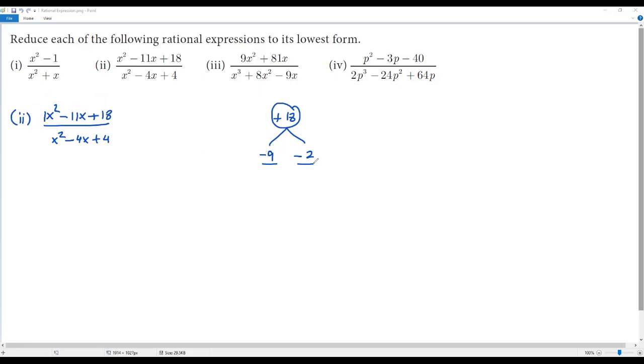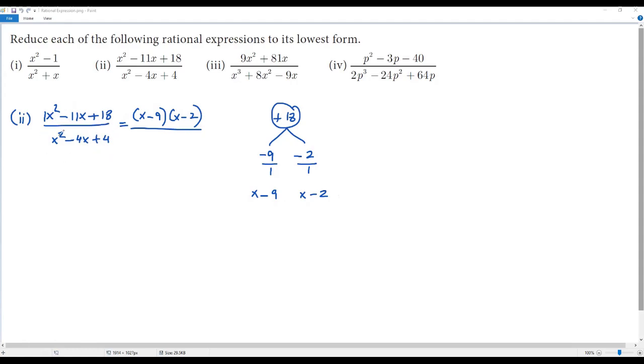Further, we have to divide both the factors by the coefficient of x square, that is 1. Even when I divide negative 9 and negative 2 by 1, still I am getting negative 9 and negative 2. Now we have to take x over here to get the first factor and x over here to get the second factor. Then the two factors of the quadratic expression in numerator are x minus 9 and x minus 2. Okay, now let's do the same thing for the quadratic expression in denominator.